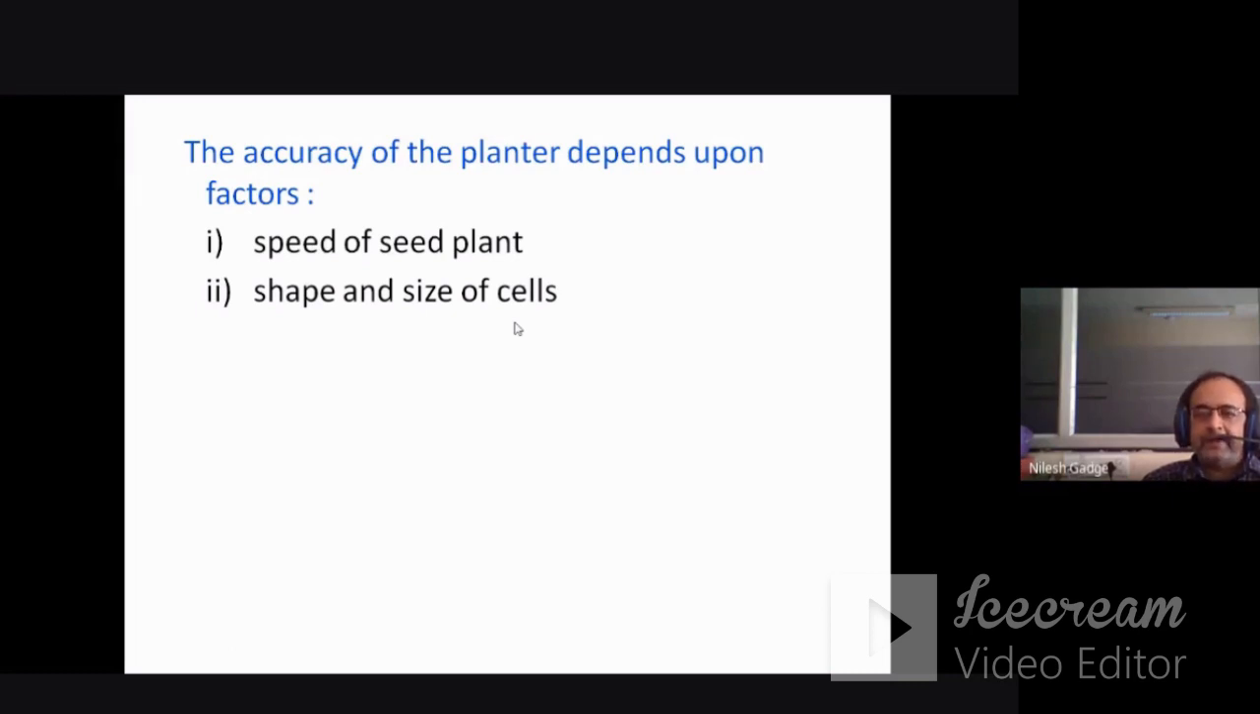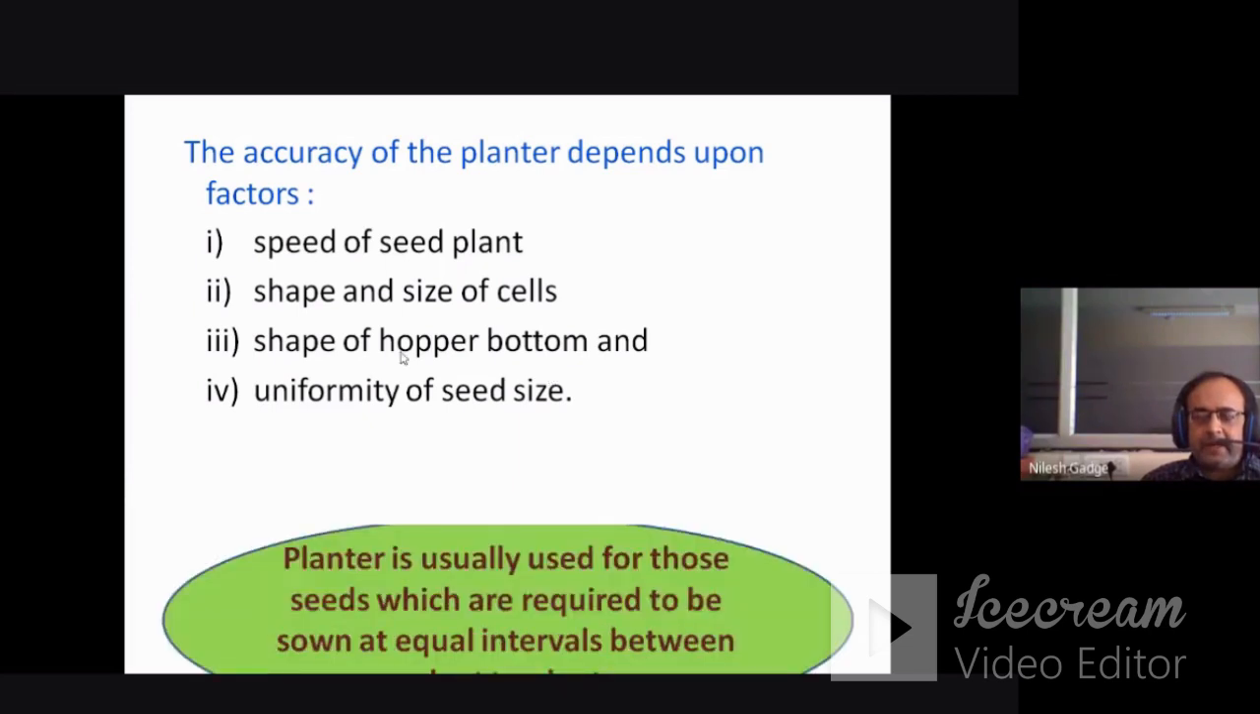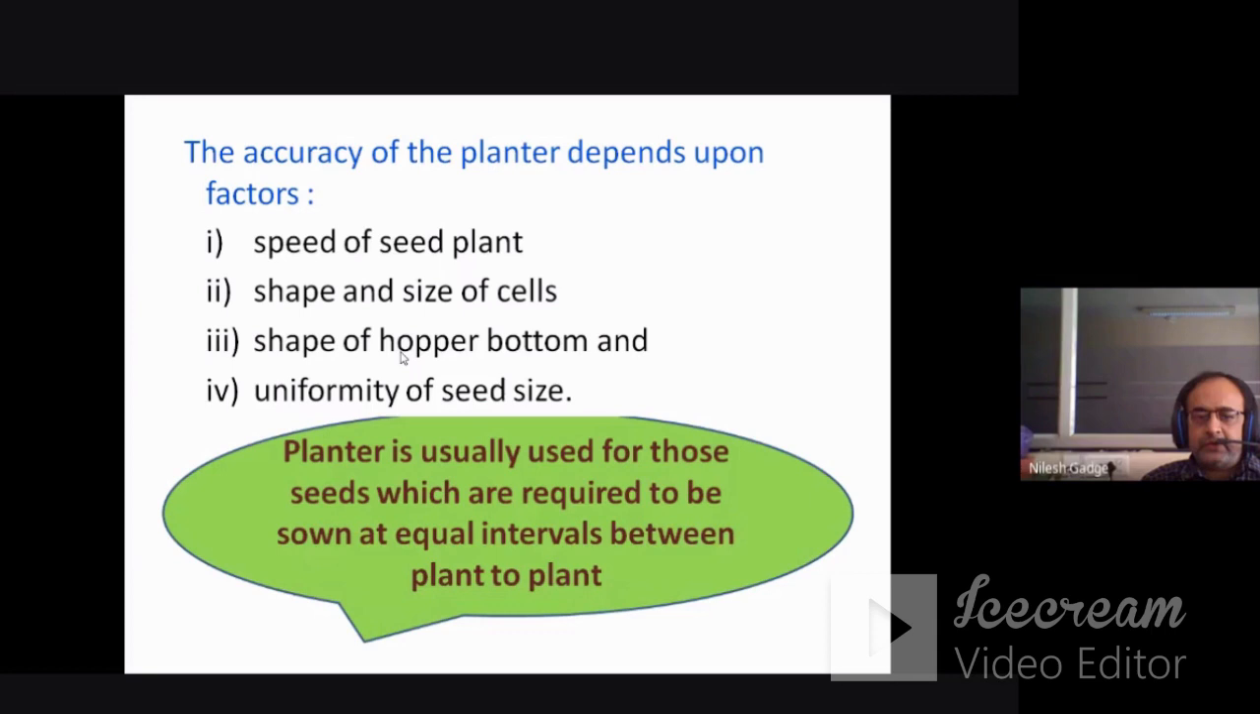That's why there are different types of seed metering mechanism, and their shape and size is also different. Then the shape of the hopper bottom, then uniformity of the seed size. The seed size should be uniform. A planter is usually used for those seeds which are required to be sown at equal intervals between plant to plant. Means plant to plant distance is maintained and row to row distance is also maintained.